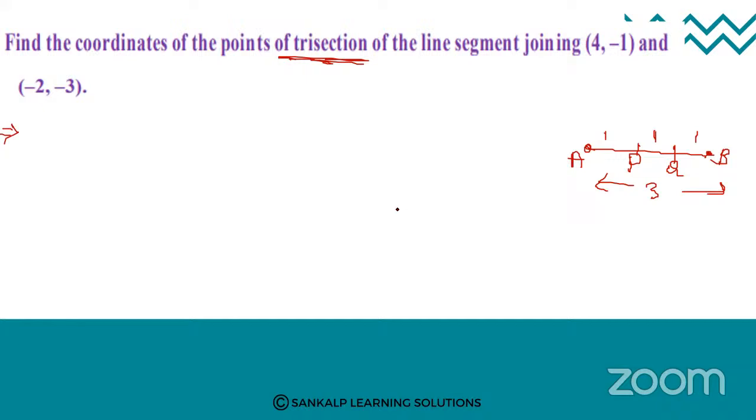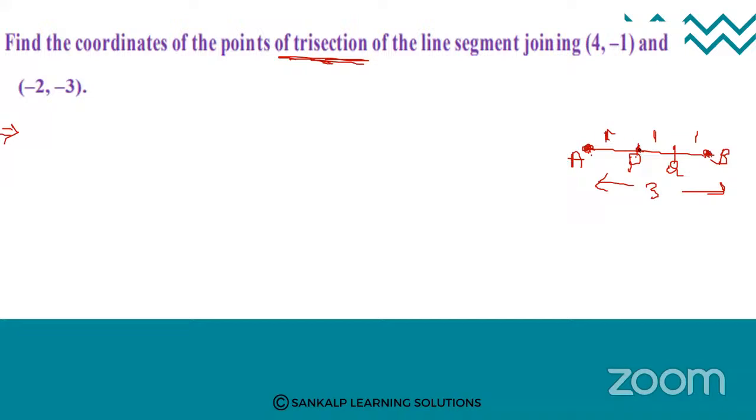Now this P and Q are the trisection points here. This P divides the line AB internally in the ratio 1:2. So observe carefully. From A to B you have a total of 3. From A to P you have 1, and from P to B you have 2. So forget Q. From P to B, 1 + 1, that is 2. A to P it is 1, P to B it is 2, right?